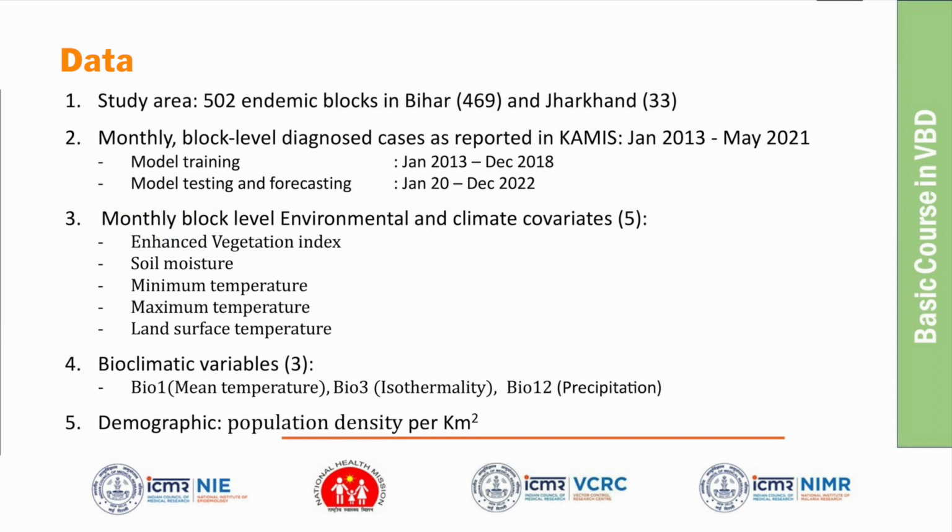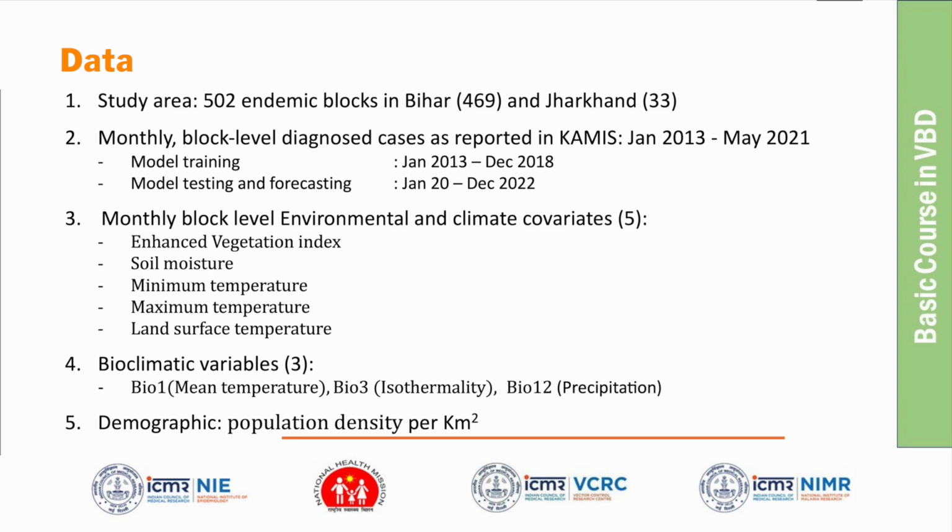Here we are seeing that we are using the data from 502 endemic blocks in Bihar and Jharkhand, which includes 469 from Bihar and 33 from Jharkhand. And we use monthly block level diagnosed cases as reported in the CAMIS database from January 2013 to May 2021. We use the data for model training from 2013 to 2018, and for model testing and forecasting from 2019 to 2022.